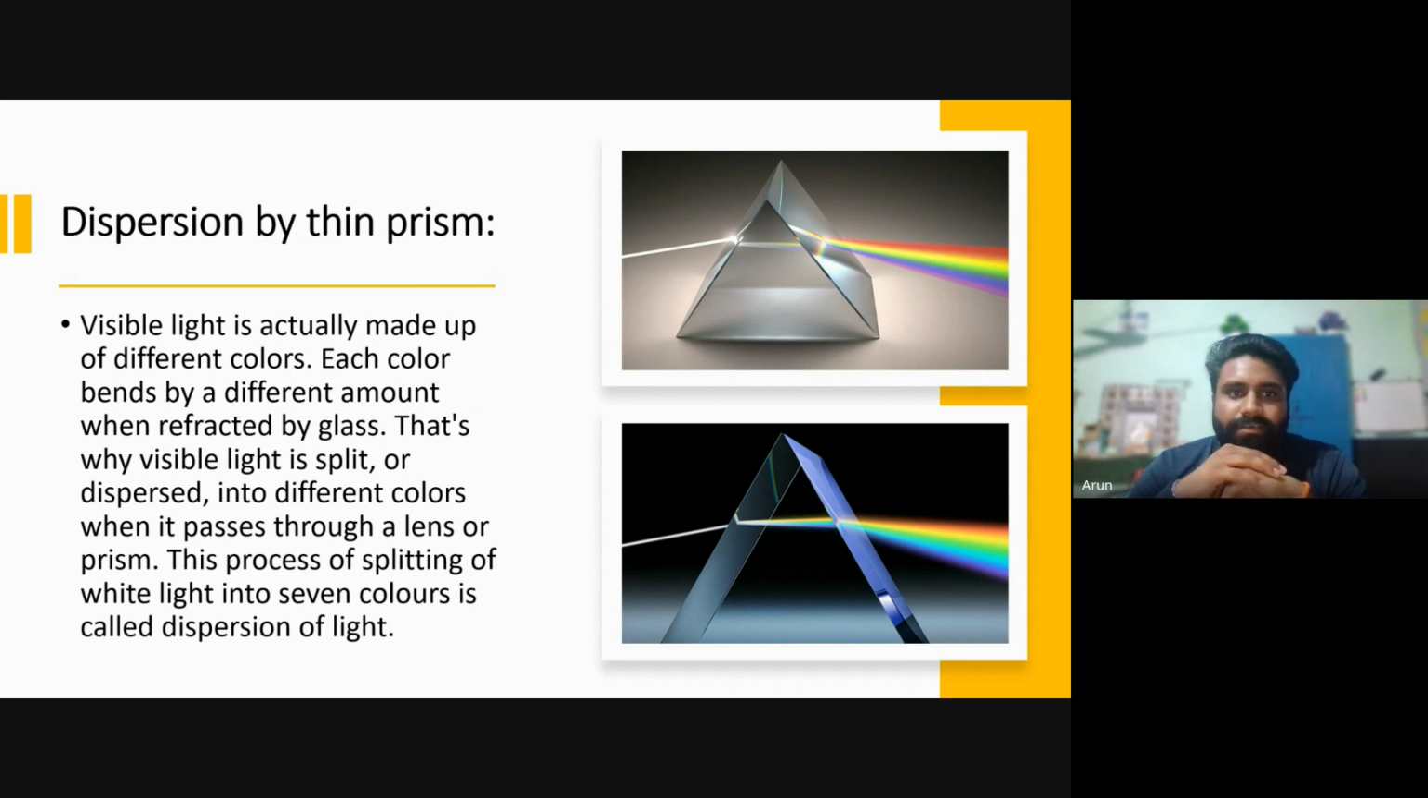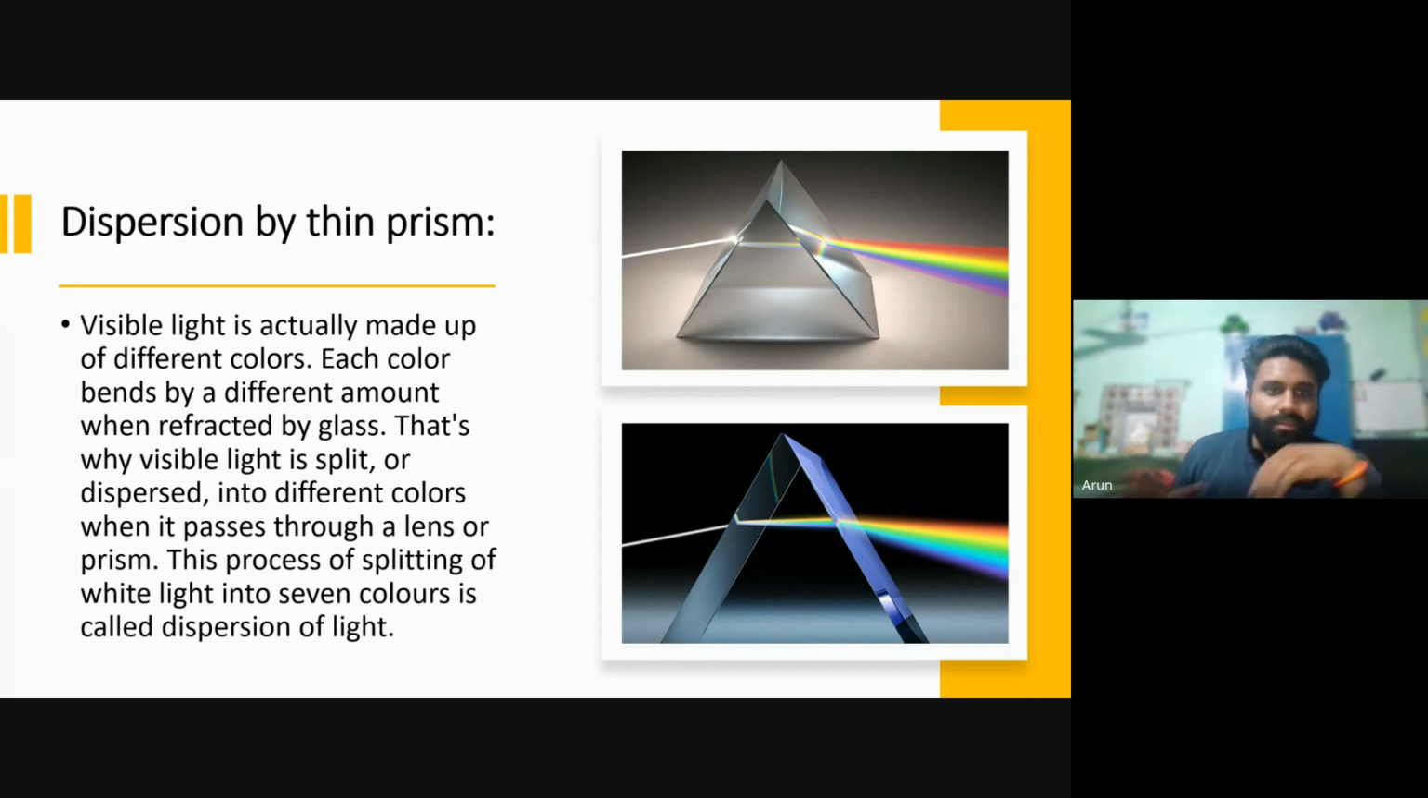So what is dispersion? We know that white light is made up of different lights, a combination of 7 colors. Just do one thing: take a paper or cardboard, firstly paint it white, then paint all 7 colors on it, and try to rotate it as fast as you can. You will see that after rotation, the color of that cardboard disc would be white. So white light is made up of 7 different colors.